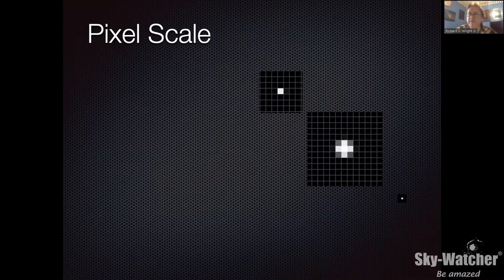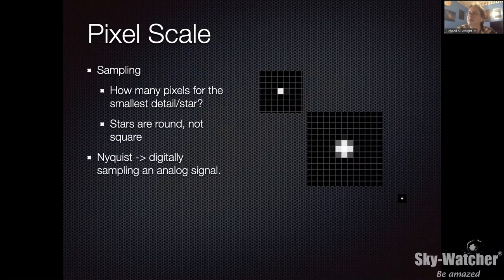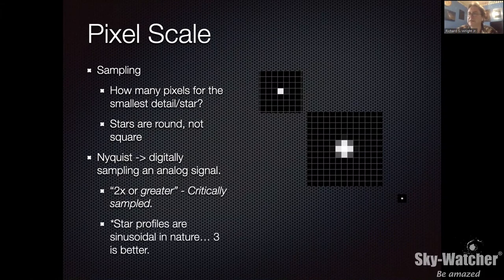If your pixels are too big for your seeing conditions, stars are going to be like little squares. Basically, how many pixels do you need for a star to appear round? A lot of people use Nyquist, and Nyquist says it needs to be sampled 2 times or greater to be critically sampled. I actually learned about Nyquist in a college class and not Cloudy Nights. And I'm going to tell you that signals that are sinusoidal in nature are actually supposed to be sampled at least 3 times. In layman's terms, how many squares does it take to make a star look round? 1 pixel is not enough. 2 is not enough either, but 3 by 3 is enough to make something start to look round.